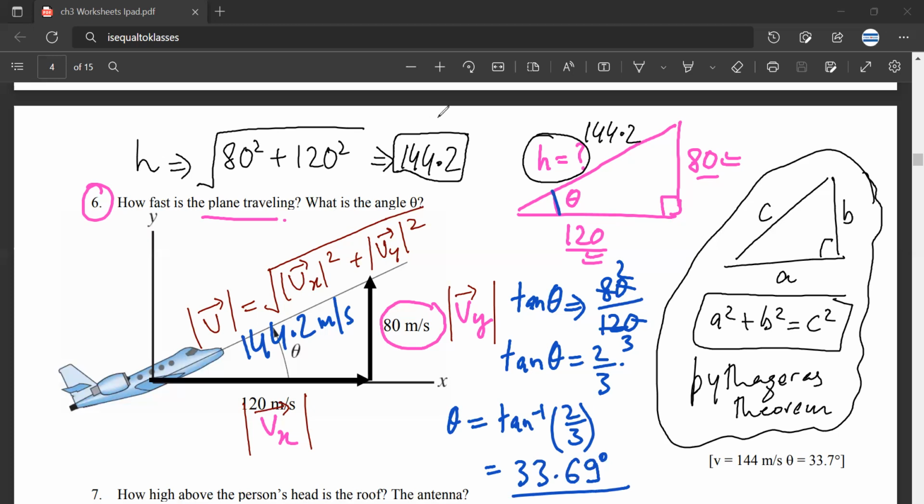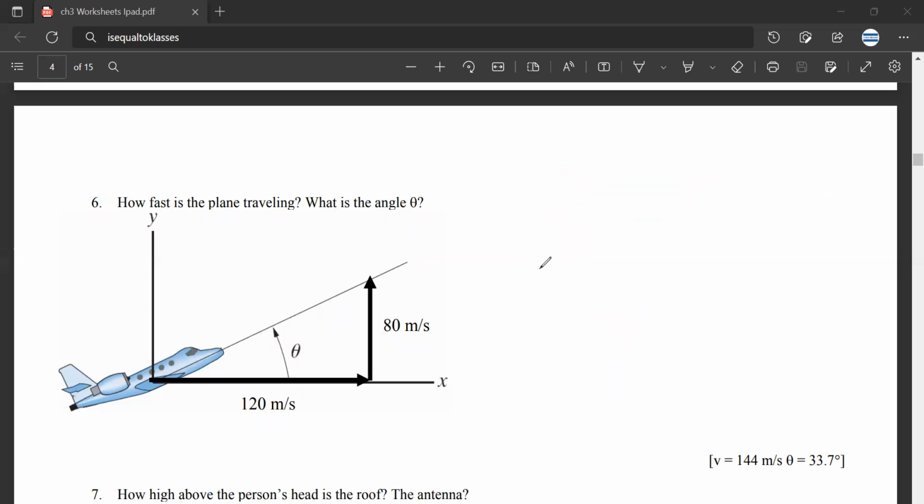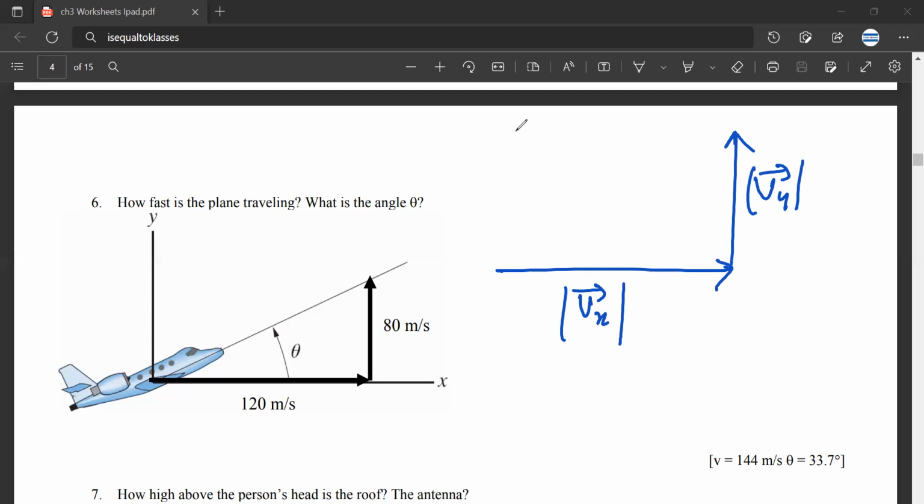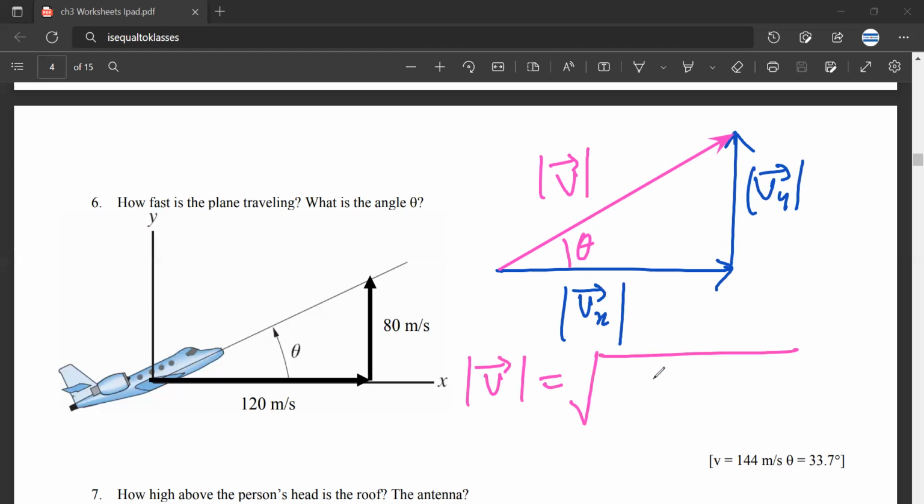Yes, sir. Now let us recap what we have understood. What we have understood is that if I am given the x component of a vector, if I am given the y component of a vector, and if I want to find the original vector, the magnitude of this original vector would be given by the square root of the sum of the squares of the x and y components. Chris, are we clear? Yes, sir.